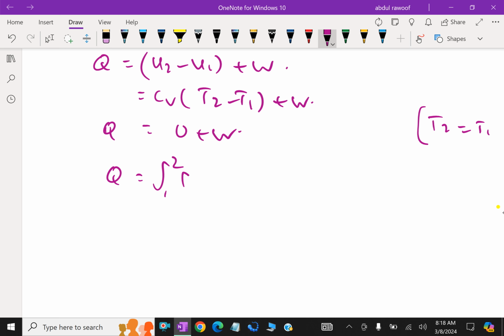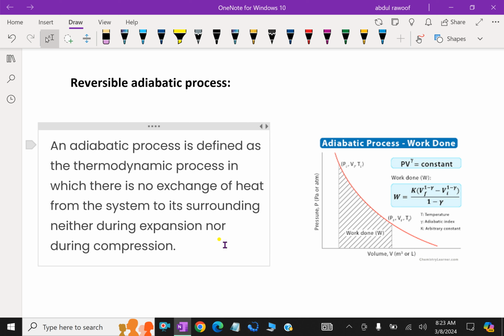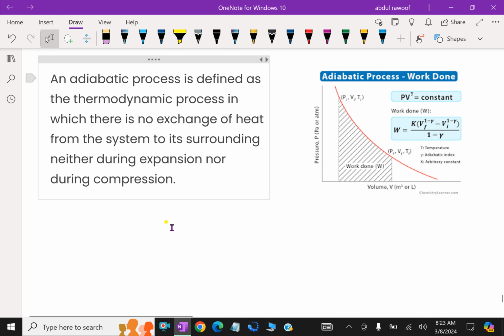Now next we'll talk about the reversible adiabatic process. An adiabatic process is one in which no heat is transferred to or from the fluid during the process. Such a process can be reversible or irreversible. The reversible adiabatic non-flow process will be considered in this section. An adiabatic process is defined as the thermodynamic process in which there is no exchange of heat from the system to its surroundings, neither during expansion nor during compression.